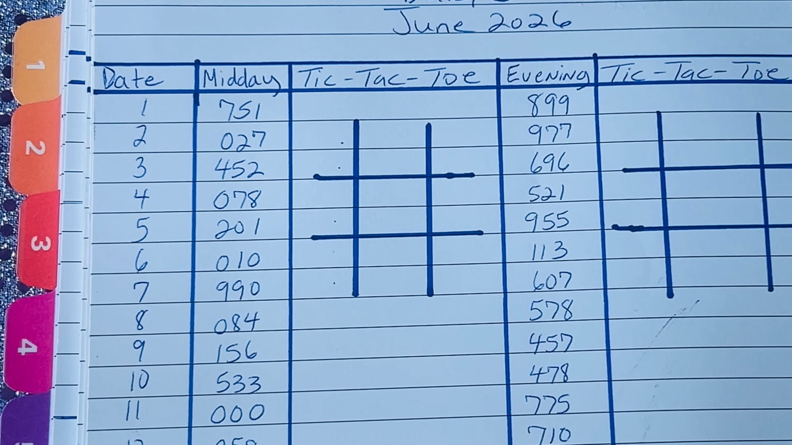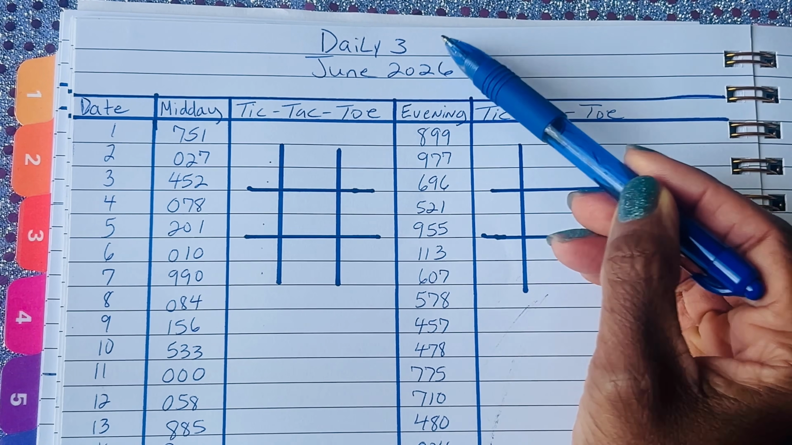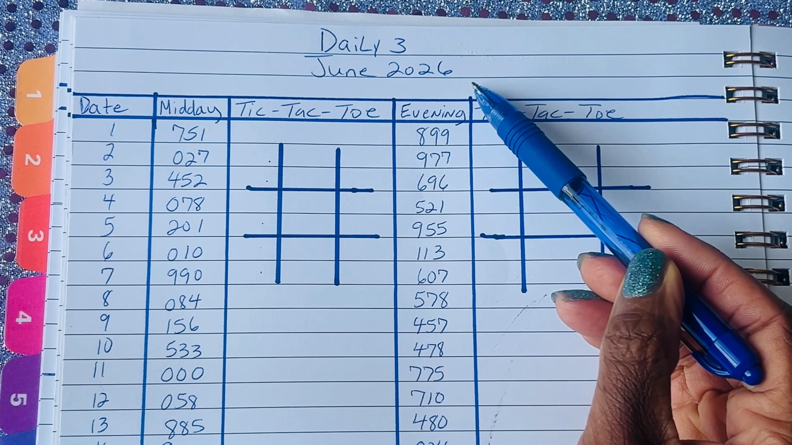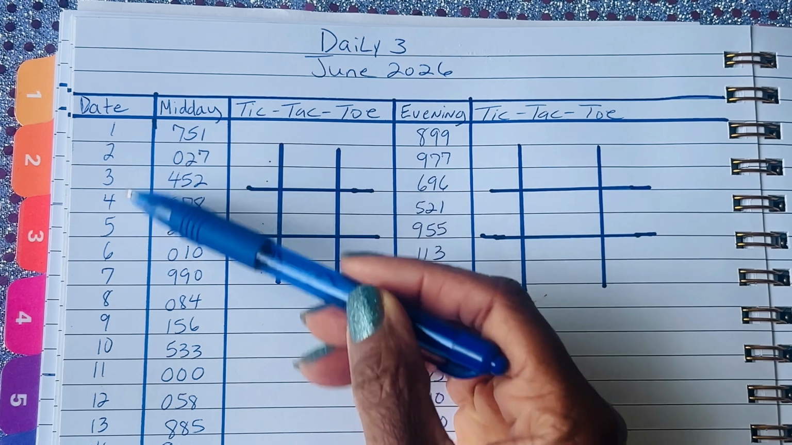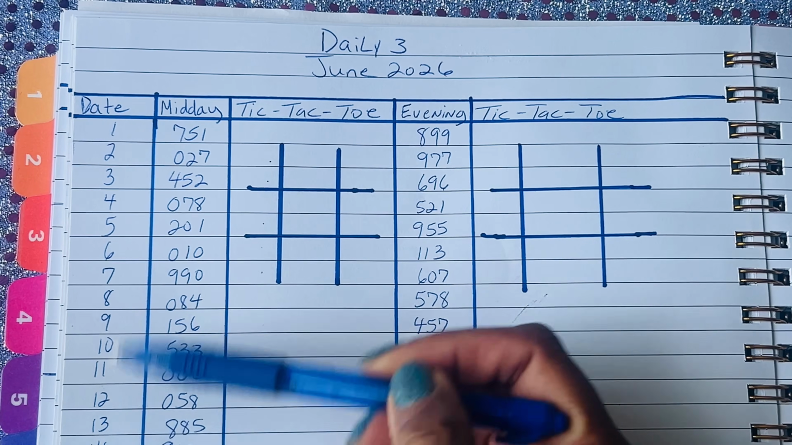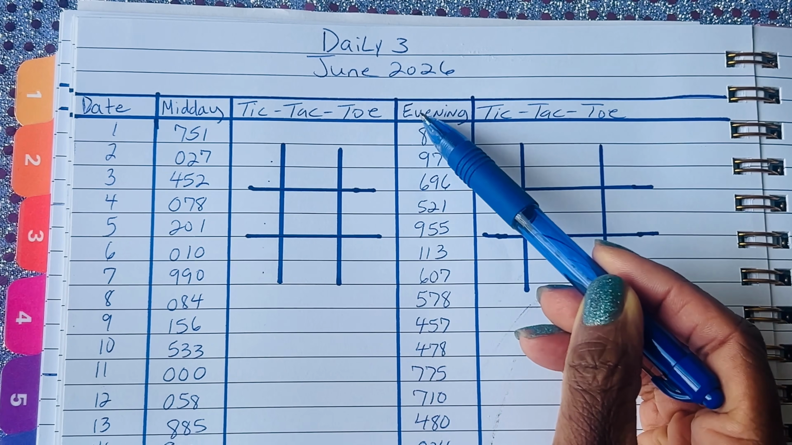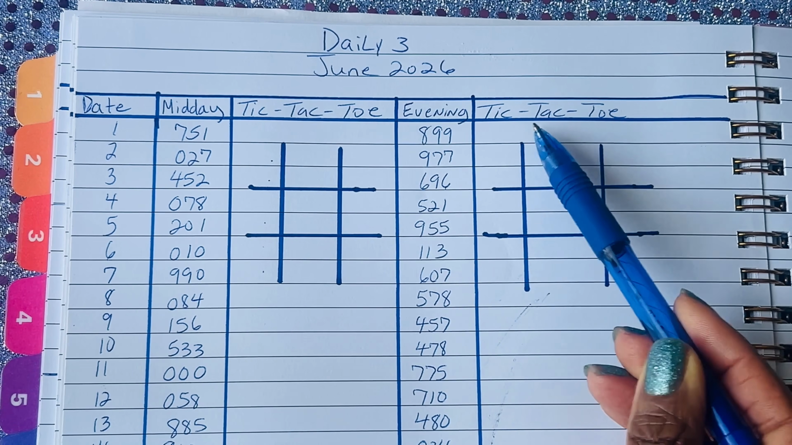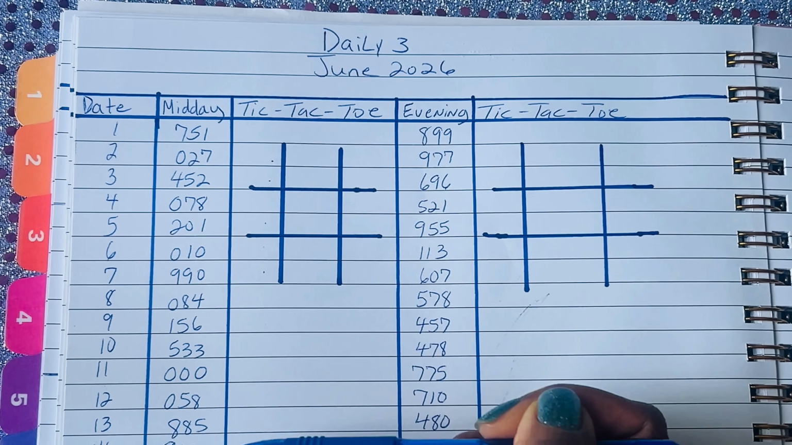So on the screen is the first page I call the data page, where I enter all the information from June. So this is for the Daily 3, June 2026. I entered the date from the 1st to the 30th, the midday winning numbers, the evening winning numbers, and I have a column for the tic-tac-toe information. And by the way, this is Michigan's data.